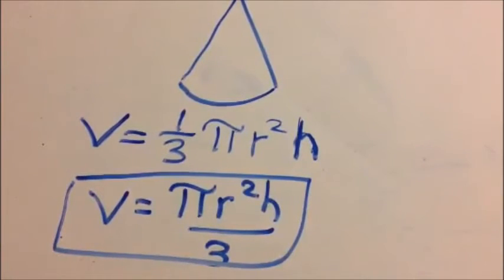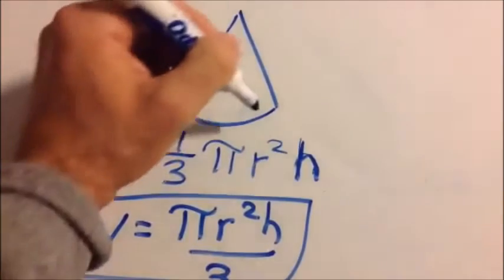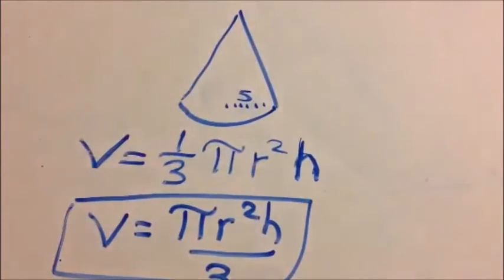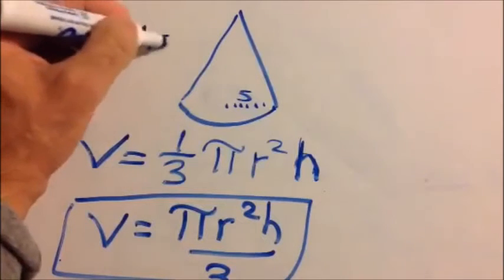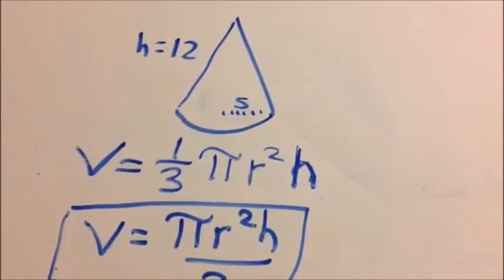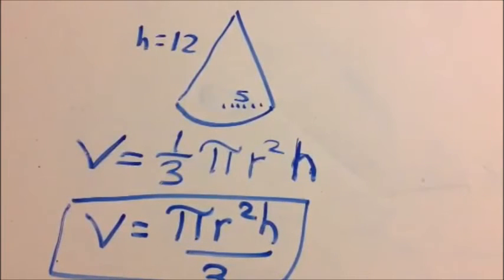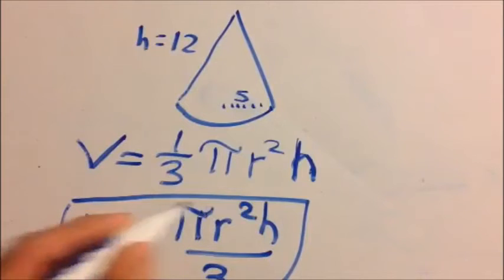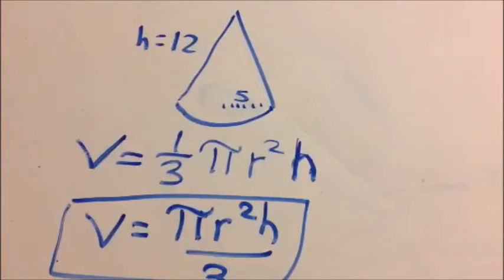Okay, so let's look at a cone. Let's say that we had a dotted line showing the radius, and let's say the radius was 5. And we have h, let's say the height is 12. That's all we need to find the volume of this cone. Now when you have questions like this, they might ask you to solve in terms of pi. That means we're not going to actually plug in pi on the calculator. We're just going to leave it as pi. I'll explain that in a minute. Let's just solve it using pi.